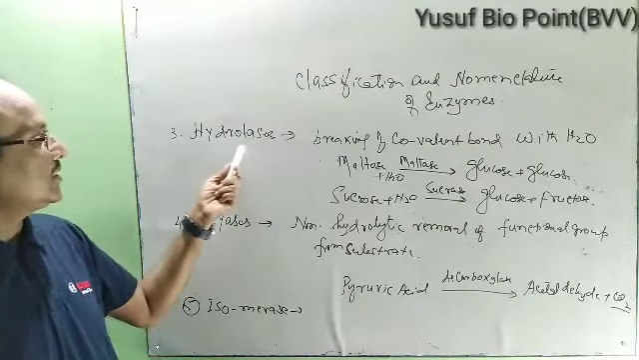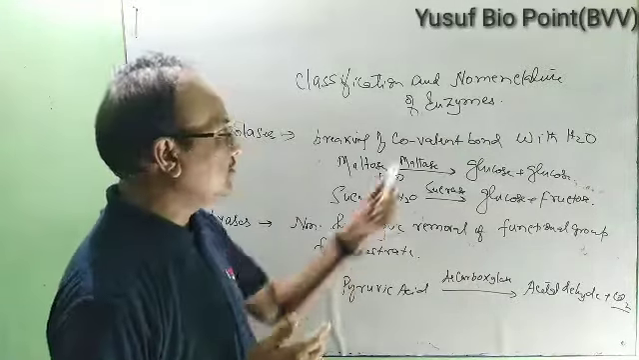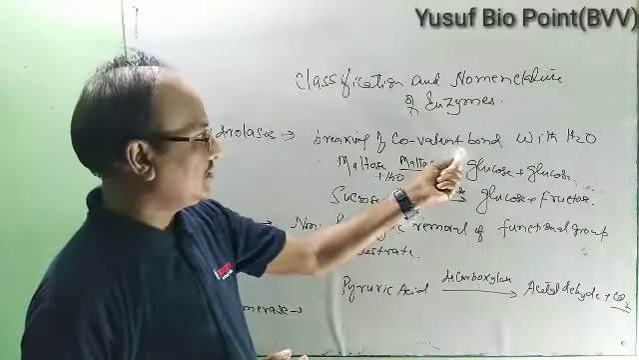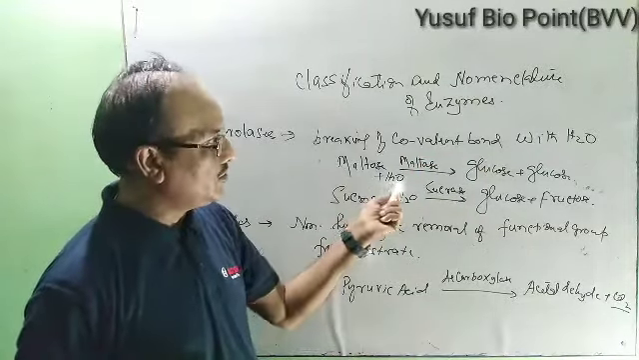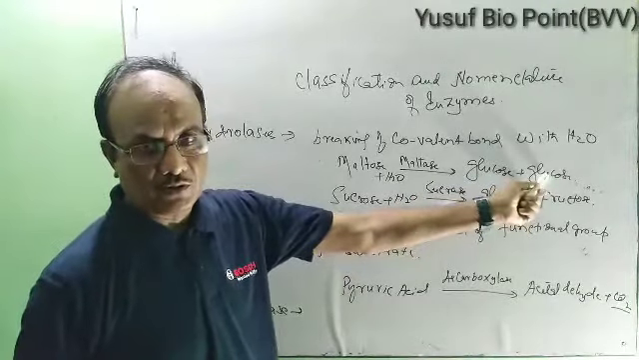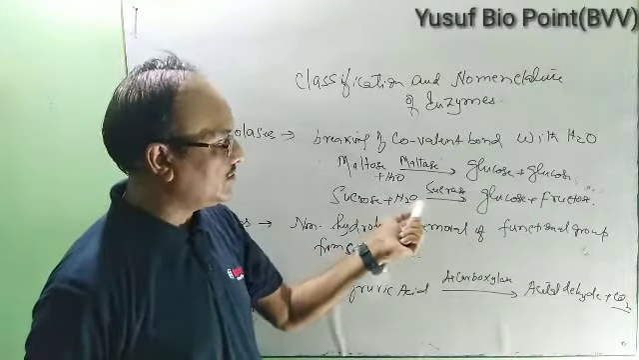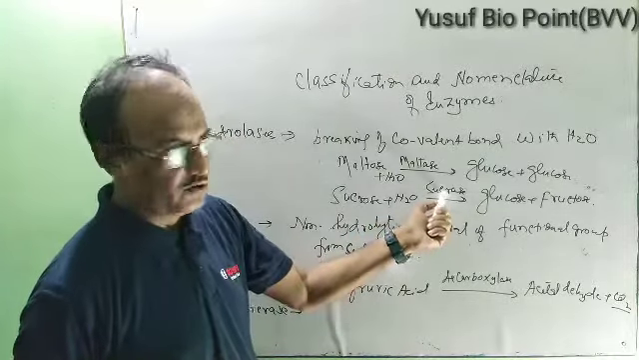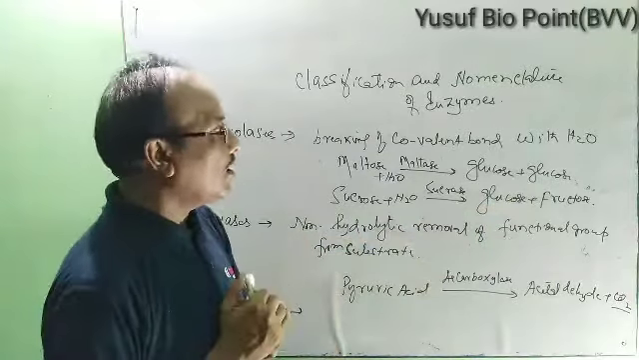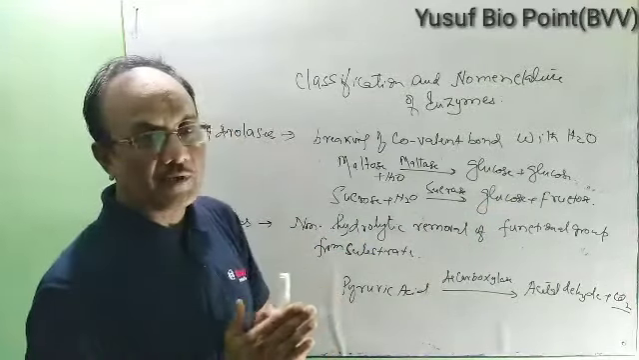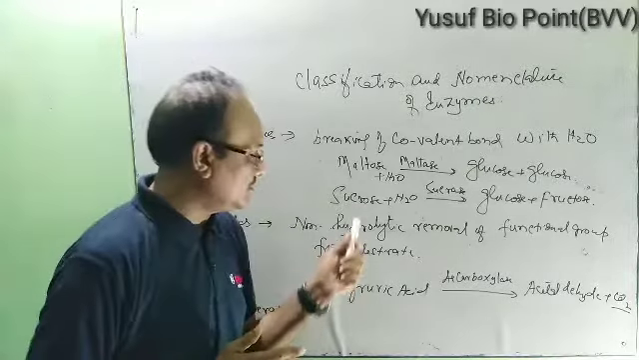Now the third one is hydrolase. Hydro means water, addition of water. By adding water, it breaks the covalent bonds. Examples: when maltose is hydrolyzed with H2O, it will give glucose plus glucose. Similarly, sucrose on hydrolysis with H2O, by the enzyme sucrase, gives glucose and fructose. So with the help of H2O, the covalent bonds between them are broken down.